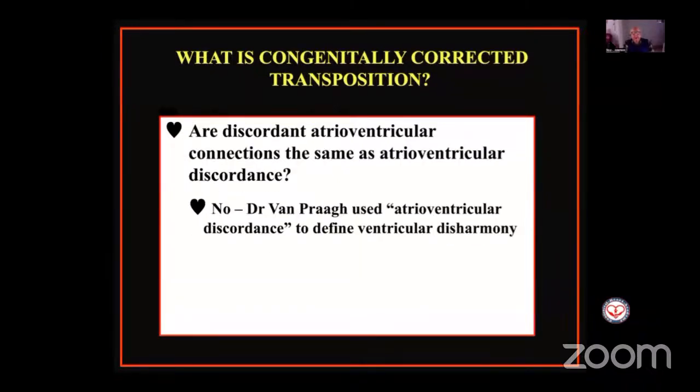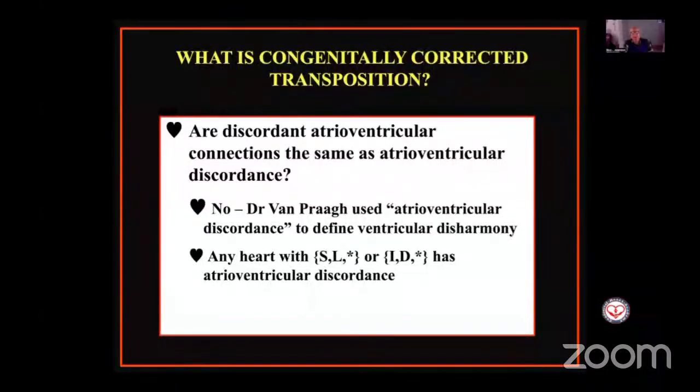So let's finish by coming back to the question I posed much earlier in our presentation. Is atrioventricular discordance the same as discordant atrioventricular connections? And the answer here is an unequivocal no. The term atrioventricular discordance was introduced by my good friend Richard van Praagh, and he used it to define ventricular disharmony. Now, what do I mean by ventricular disharmony?